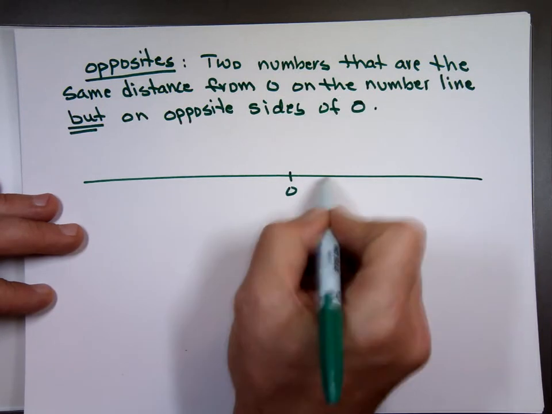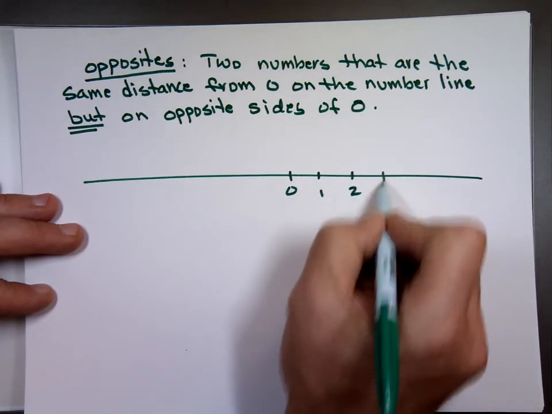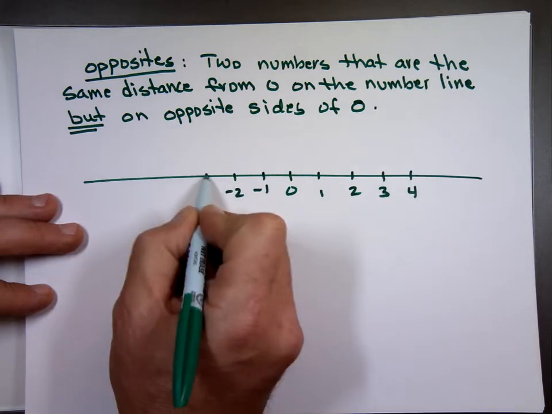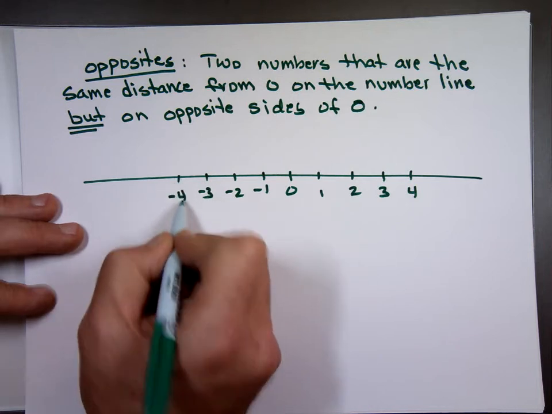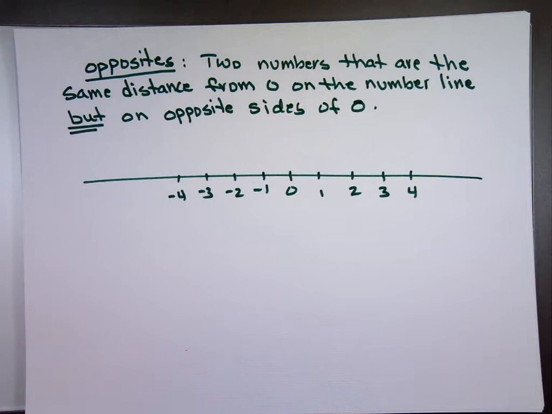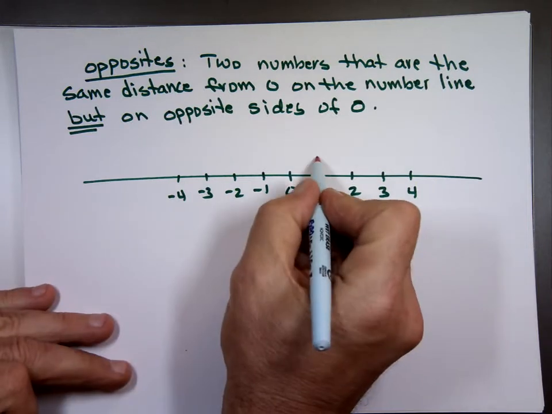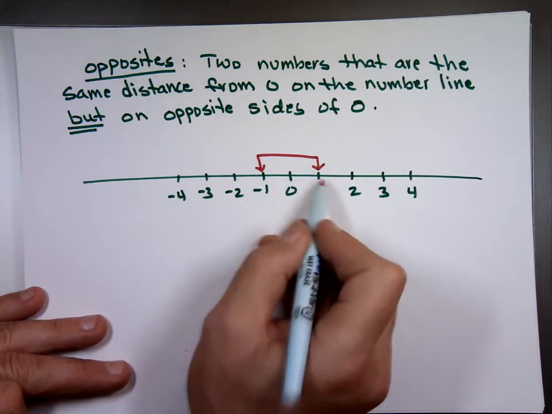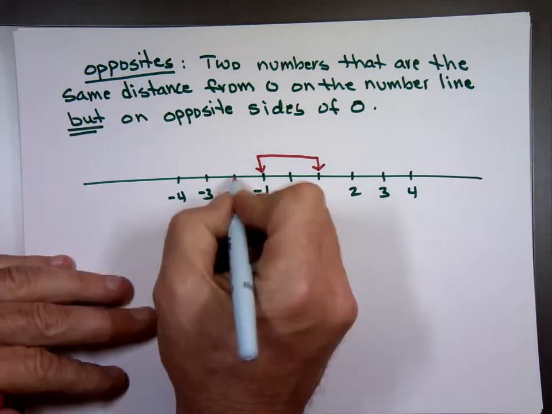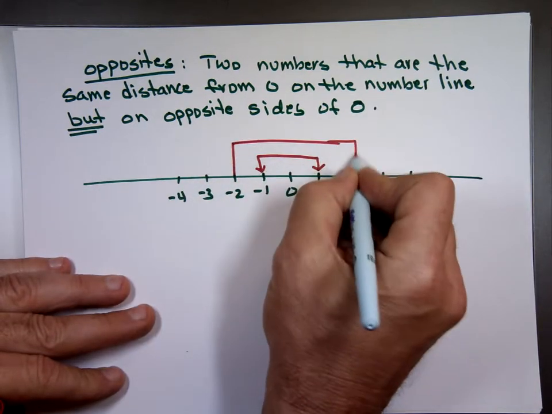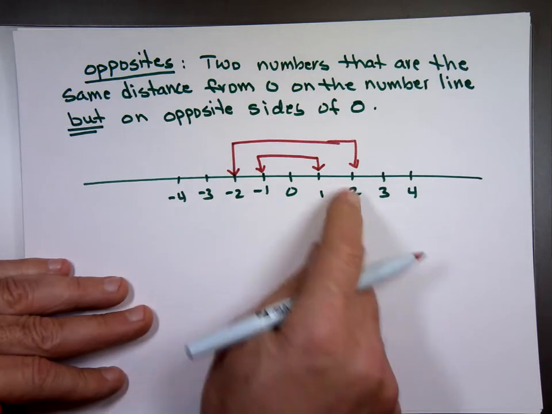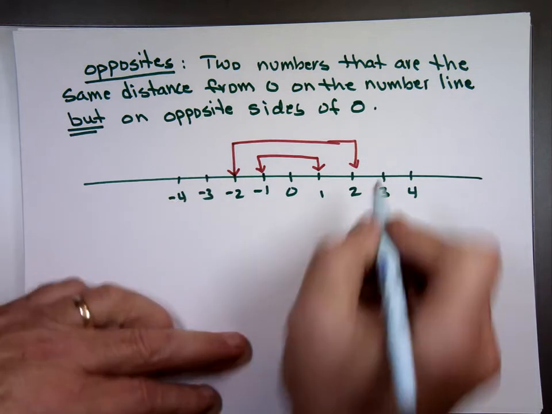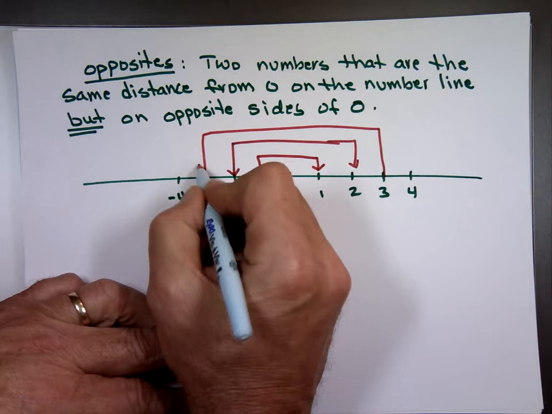This is the 0. This is the 1. This is the 2, 3, 4, negative 1, negative 2, negative 3, negative 4. Notice the minus 1 and 1 are opposite to each other. Why? They both have the same distance from the origin and they land on opposite sides. Minus 2 and 2 are opposite to each other, the same distance from 0, but on opposite sides of the 0. The 3 and the minus 3 are opposite.